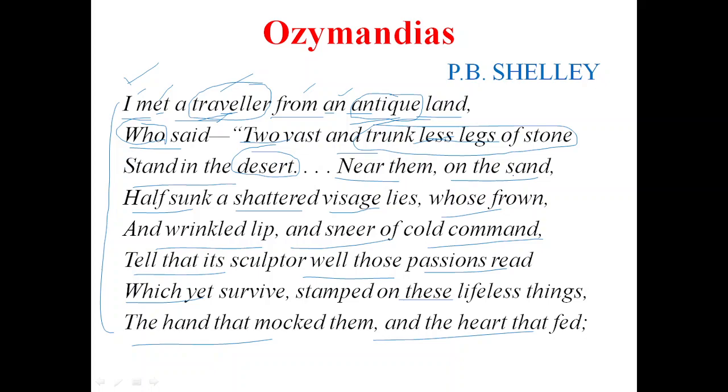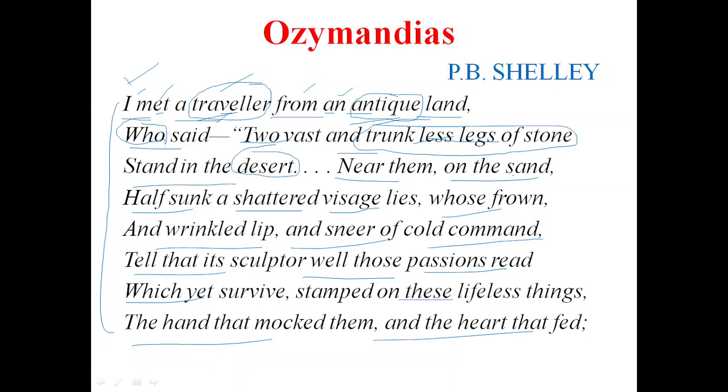Whose frown? अब इसी को डिस्क्राइब, किसको डिस्क्राइब कर रहा है? He is not describing the legs now, he is describing the visage. Visage means the face. और कहता है कि उसी चेहरे के ऊपर क्या दिख रहा था उसको? Whose frown? Frown is angry look on the face. Frown, these are expressions of the face. When you get angry with someone, then that expression which comes on your face is called frown. Frown, okay. Whose frown and wrinkled lip?